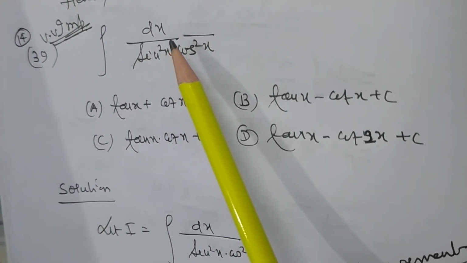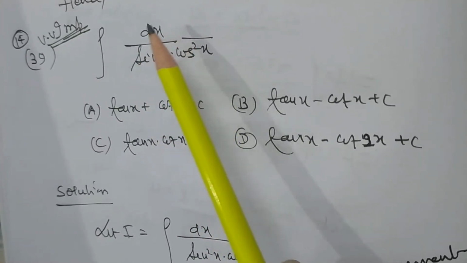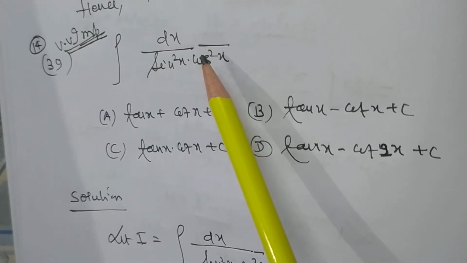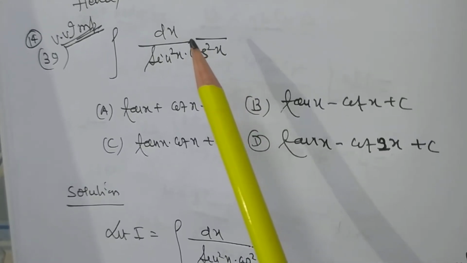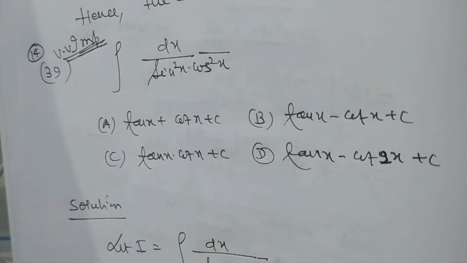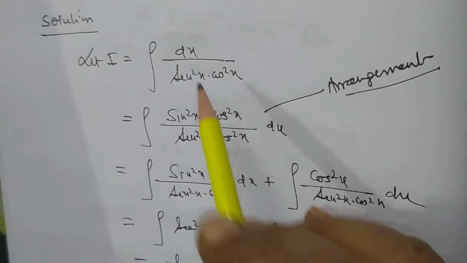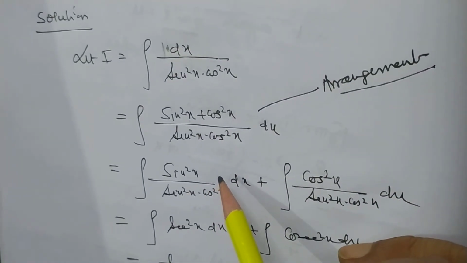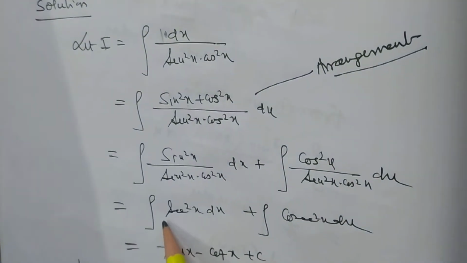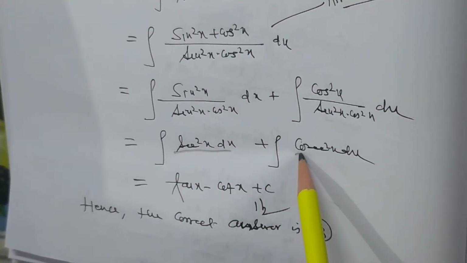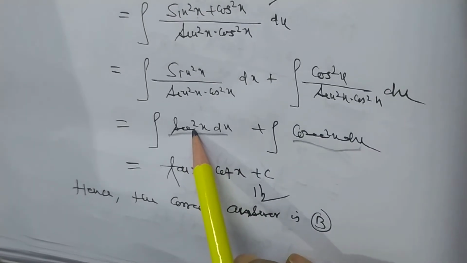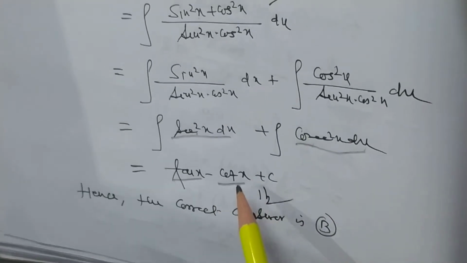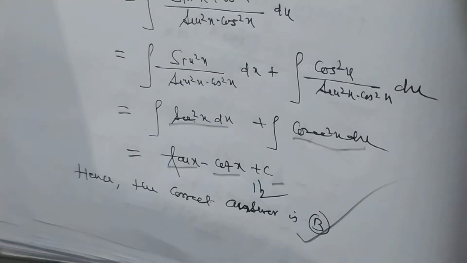My dear students, you must keep in your mind, if the integrand is in the form of sin x and cos x, you convert it in the form of tan x and sec x. How will you convert it? Here you do some arrangement. Instead of 1, it is 1 into dx. So instead of 1, we put sin square x plus cos square x, and divide it by sin square x cos square x. We get sec square x dx and also cosec square x dx. So the integration of sec square x is tan x and the integration of cosec square x is minus cot x plus c. So B is the correct answer.